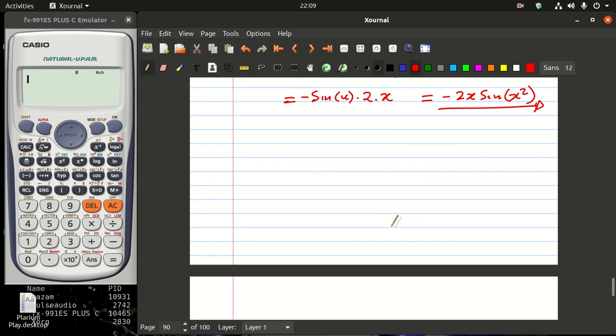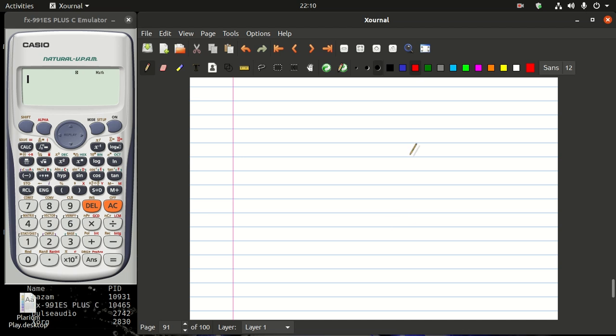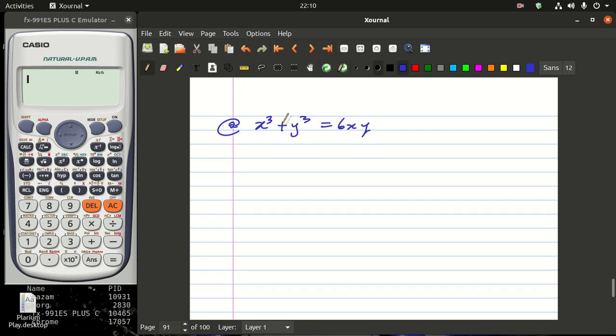Now let's go to the last 5 questions. This was actually our A. We wanted to find the derivative of this. So we have plus y cube is equal to 6xy. So what I want you to notice here is that we always had y is equal to something, or f of x is equal to something. But now in this particular function here, we cannot isolate y and make y the subject of the formula.